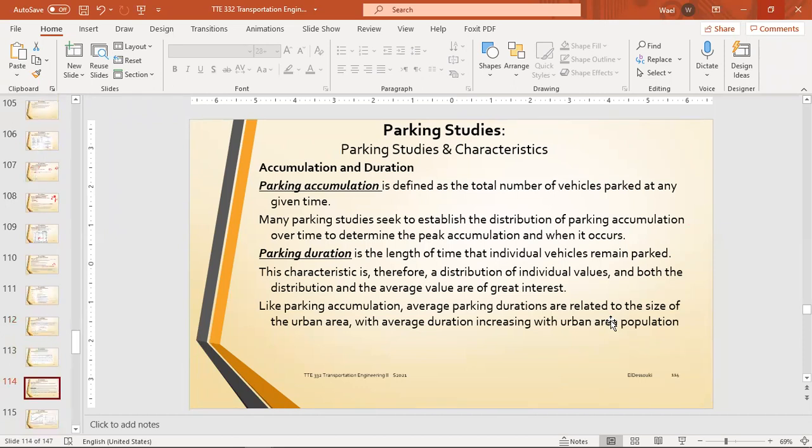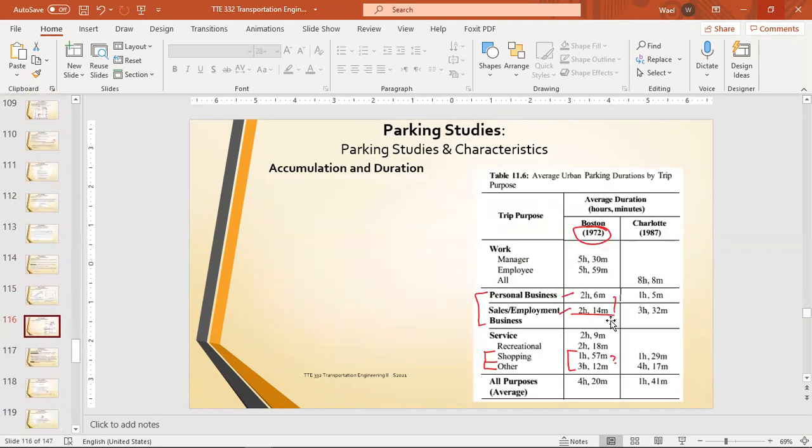Then we had an example, and this is the parking inventory field assessment sheet. Then we talked about parking accumulation, which is defined as the total number of vehicles parked at any given time. And the parking duration is the length of time that an individual vehicle remains parked in the parking lot. Very simple.